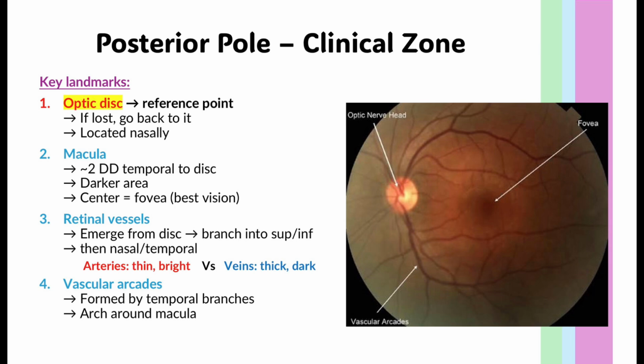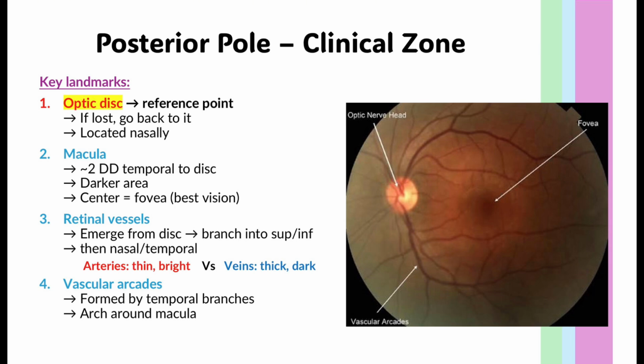Now, if you move around two disc diameters temporal to the disc, you'll find the second most important landmark, which is the macula, and appears darker than the surrounding retina. And right at its center, you'll find the fovea, which is the point of the highest visual acuity.